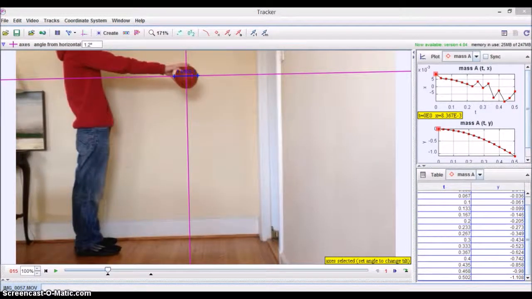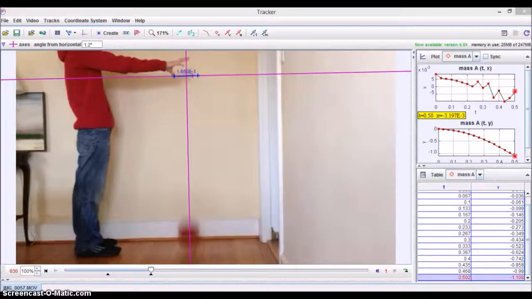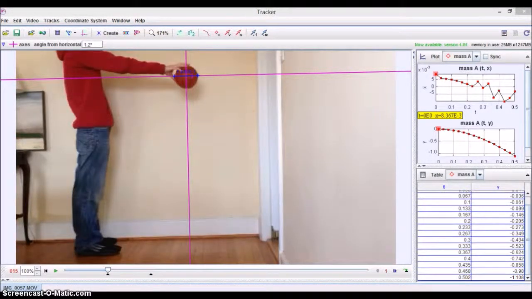In Tracker, I place the origin of the coordinate system at the ball's center of mass before it starts to fall, with the positive x-axis toward the right and the positive y-axis up. In the final frame, the change in time was 0.502 seconds. For a reference measurement, I put that the ball has a diameter of about 0.165 meters.